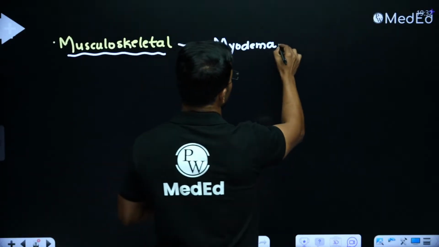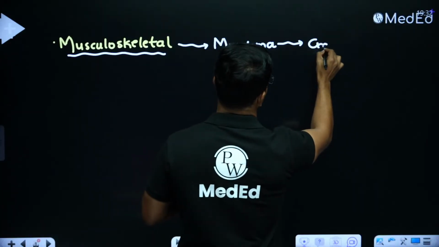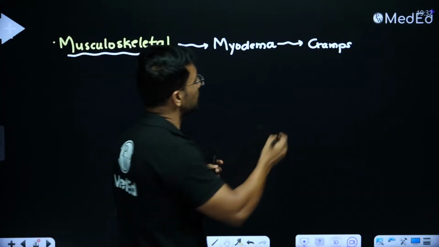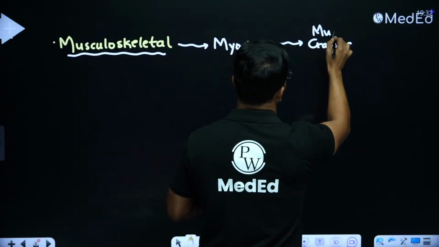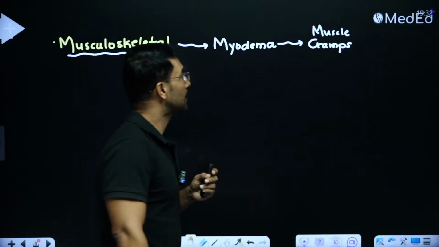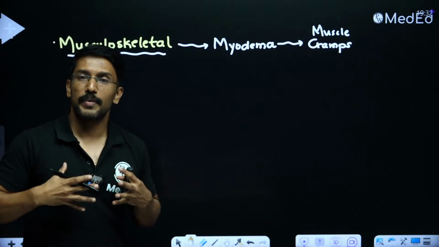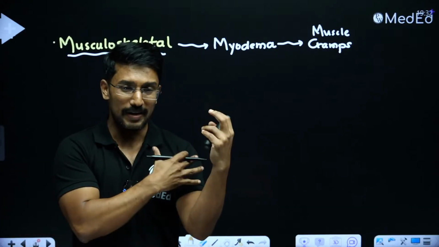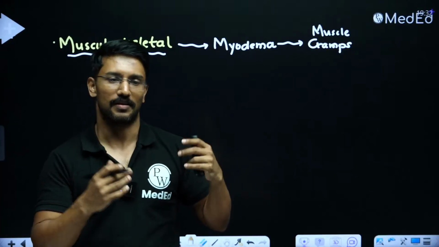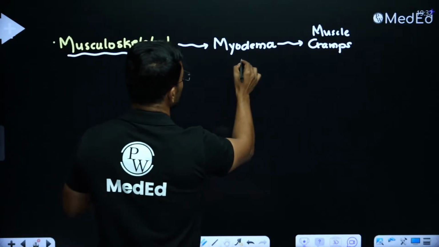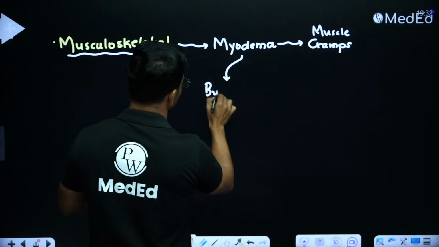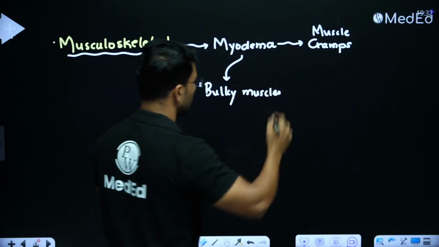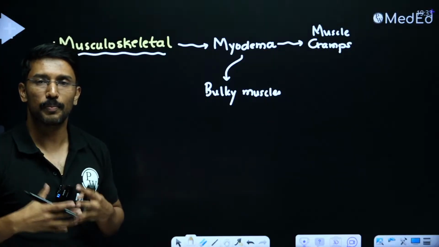So myoedema can result in developing cramps. Many patients of hypothyroidism keep complaining of muscle cramps, because the muscle is edematous, it cannot function properly and we end up with cramps. Second, because of the edema, muscle may appear bulky, right? You have not gone to the gym, you have not built muscle mass, but still it appears bulkier. That bulkiness of the muscles is because of muscle edema and not because of muscle hypertrophy.